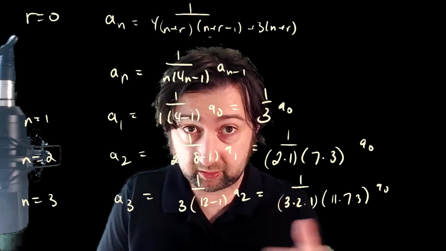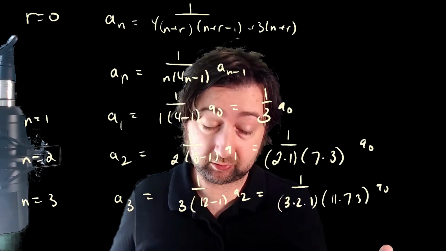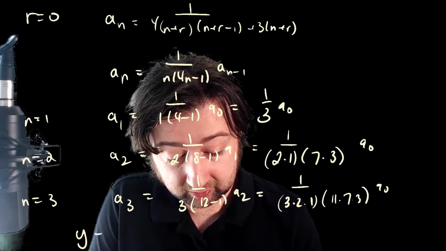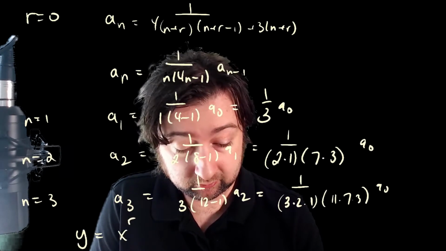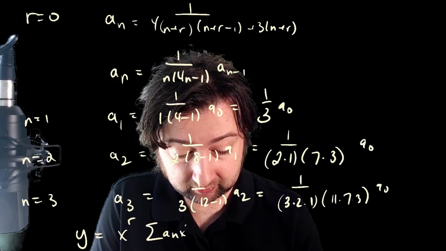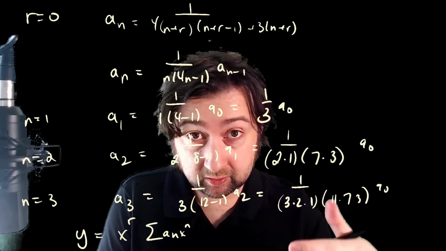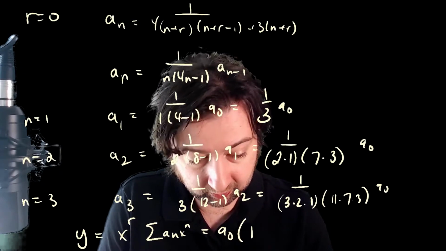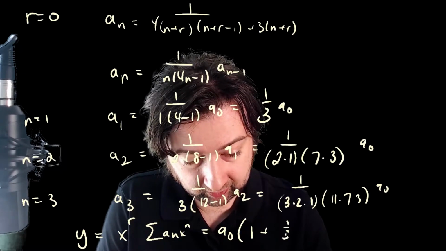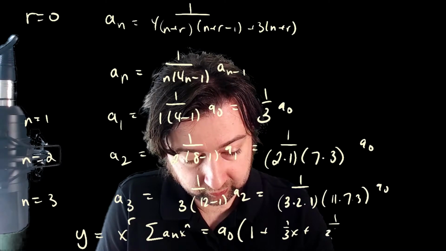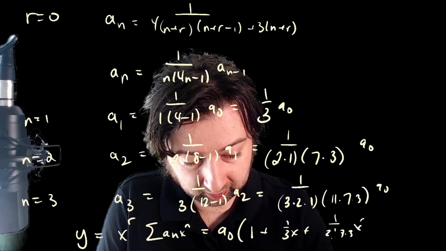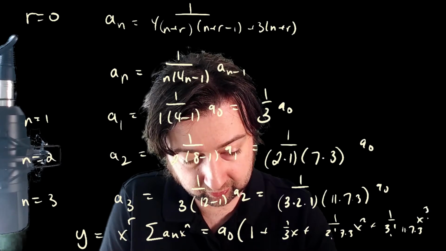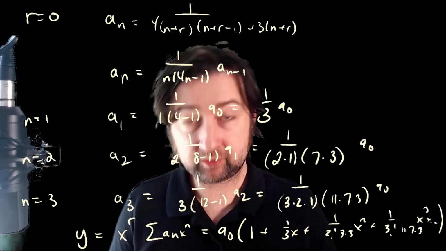I can just write down an expanded series without putting in sigma notation. I know that my solution is y equals x to the r times the sum of a_n x to the n. Well, r was 0, x to the 0 is 1, and that means the series solution looks like a naught times 1 plus 1/3 x plus 1 over 2 factorial times 7 times 3 x squared plus 1 over 3 factorial times 11 times 7 times 3 x to the third, and so on. So there's my first series solution.